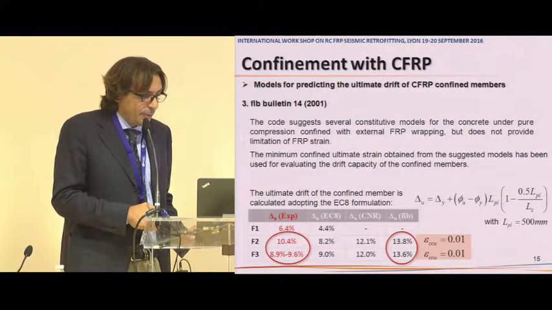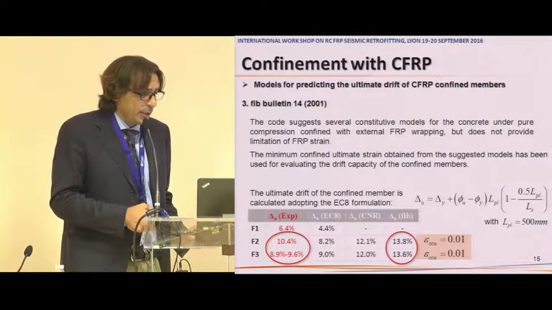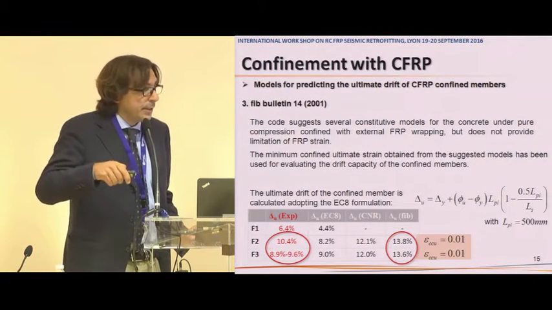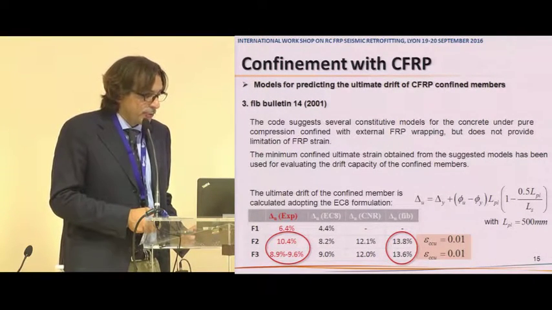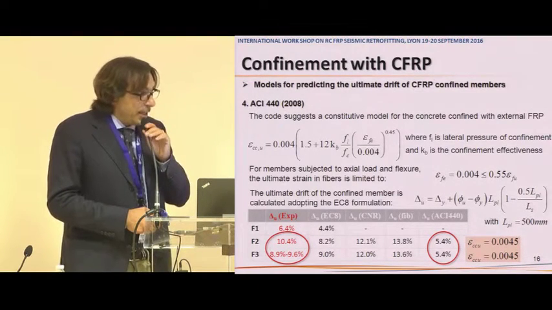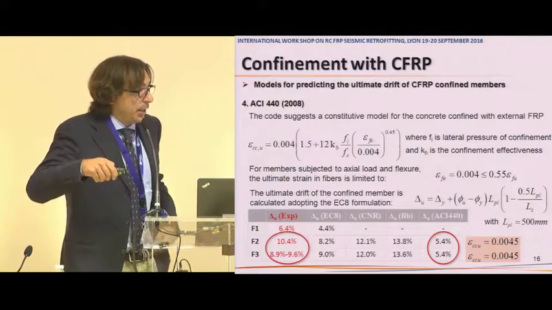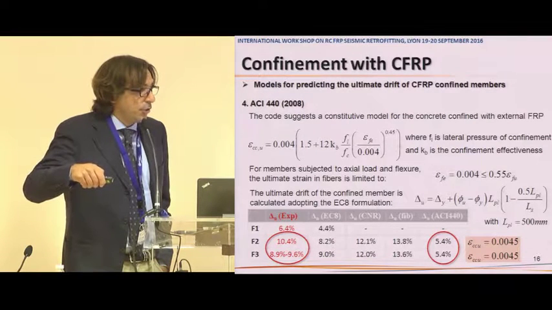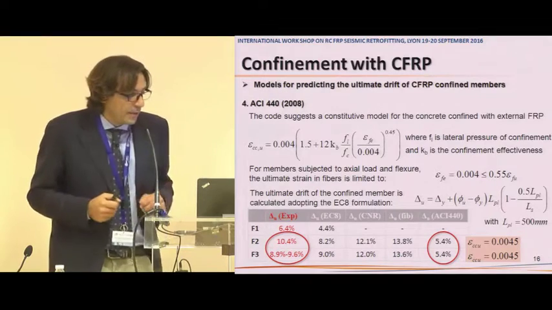And the same thing happens if we use the FIB bulletin provisions, the version of 2001. Again, the predictions are not so good. What about ACI? If we use ACI, again, the code gives us provisions about the concrete ultimate strain, and then we need to pass through this formulation, and in this case the predictions are too conservative.